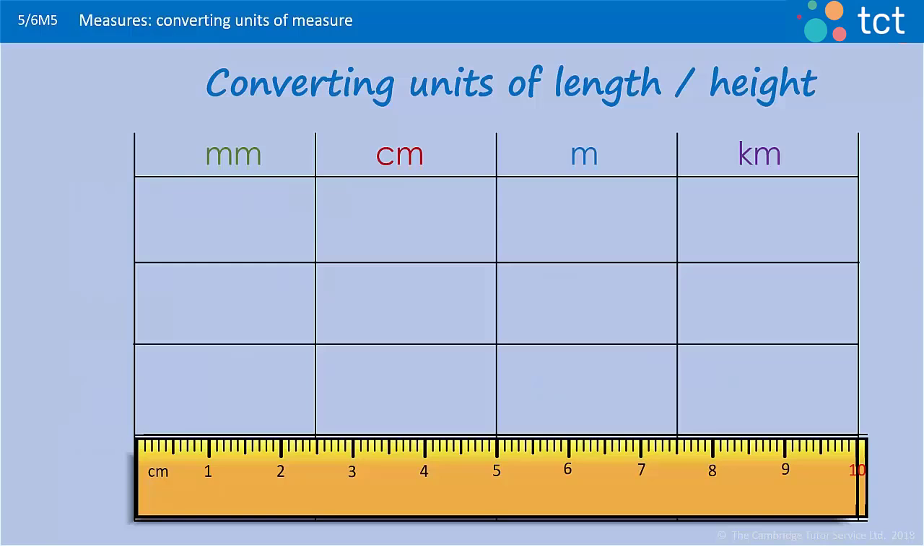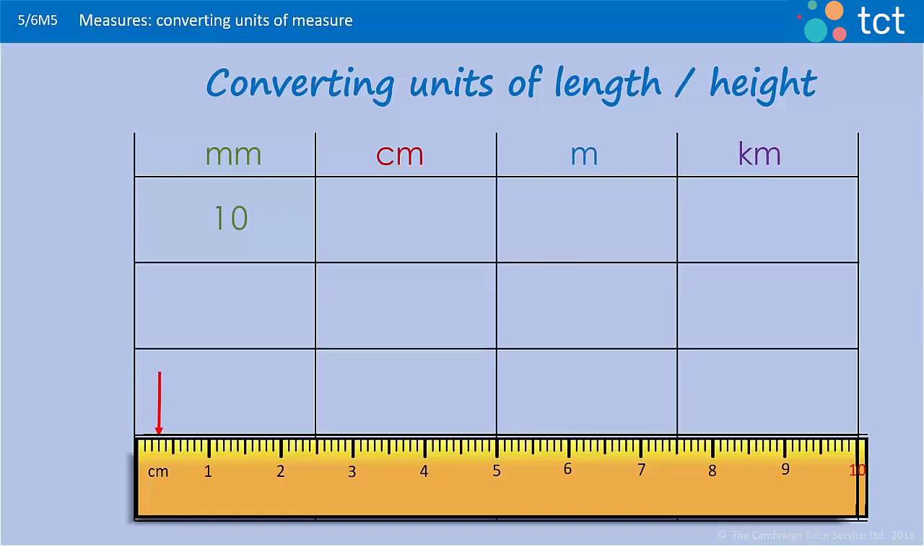Here we have a 10 centimetre ruler. If we have 1 millimetre from that ruler, that's represented by the arrow there. If we have 10 of those millimetres, that takes us to 1 centimetre. So 10 millimetres is 1 centimetre. Because they're 10 times smaller than a centimetre, you'll always need 10 times more millimetres than centimetres.